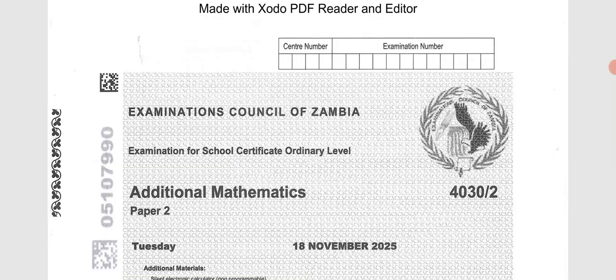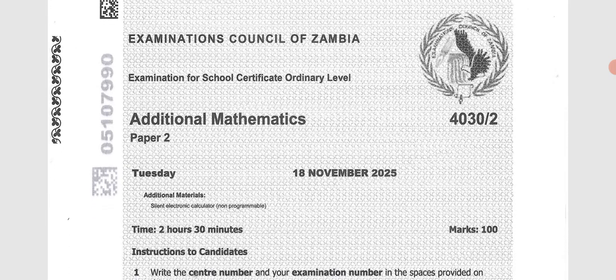And in this video, we are attempting to answer the 2025 Additional Mathematics Paper 2 internal, written on Tuesday, 18th November. This is issued by the Examinations Council of Zambia. The additional material for this exam was a silent electronic calculator. The time given for paper 2 is always 2 hours 30 minutes.